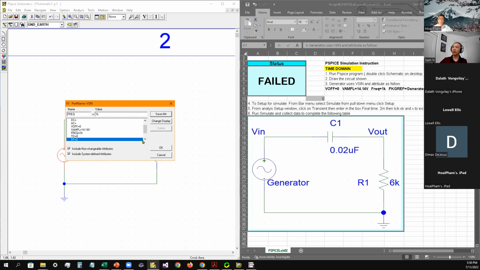Next, scroll down all the way to the bottom, to PKG reference, and we want to change that to the word generator.